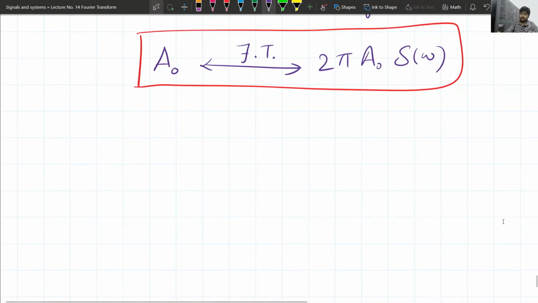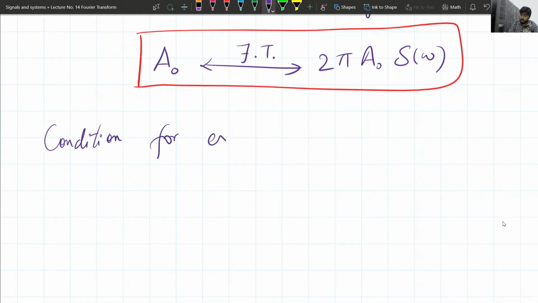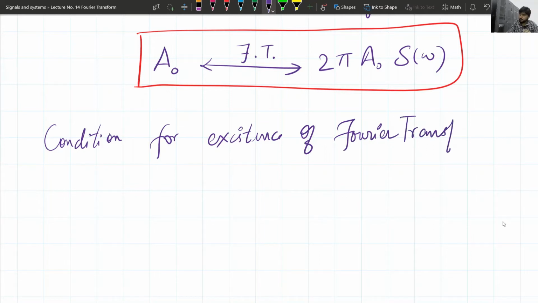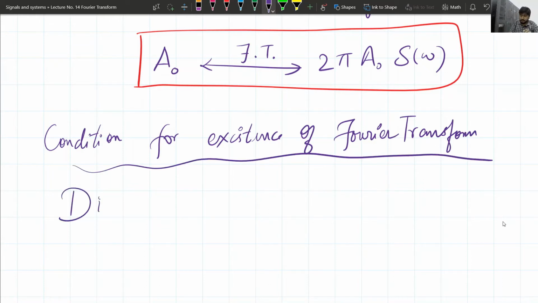Now there are certain conditions, just like we had studied Dirichlet conditions in the Fourier series representation for the condition of existence of Fourier series representation. Same here, we have got conditions for existence of Fourier transform, and these conditions are Dirichlet conditions.